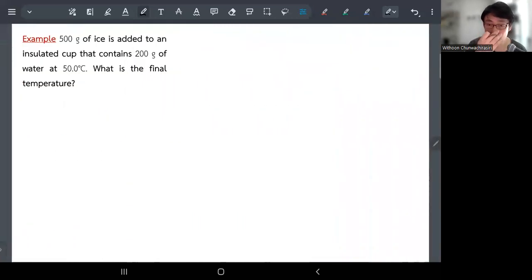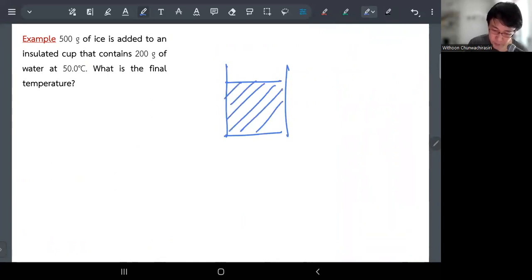All right, we might not be able to complete this one, but I will start setting up the equation for you, and then we can complete this question next time. At least I have something to get you started today. So you have 500 grams of ice added to an insulated cup that contains 200 grams of water. Let me draw a big one here. You have water over here, and you're just going to throw a bunch of ice in here.